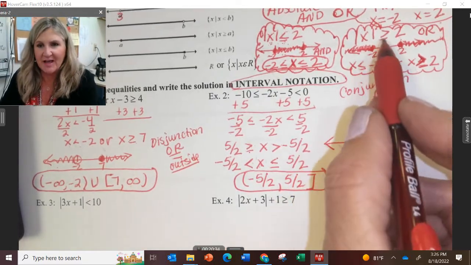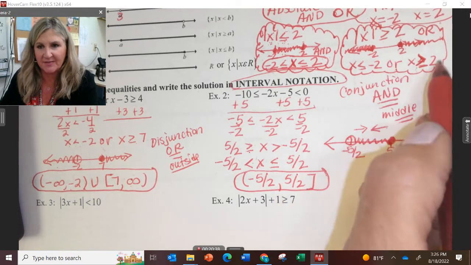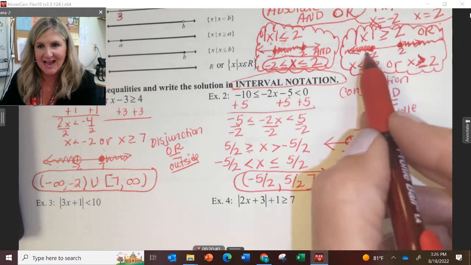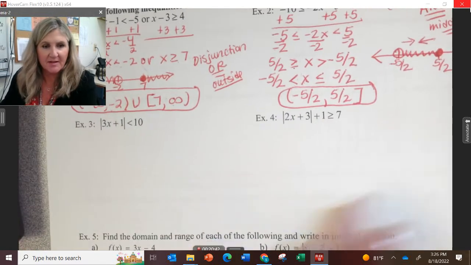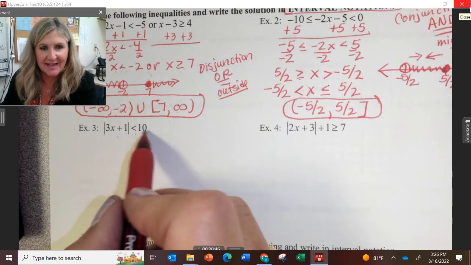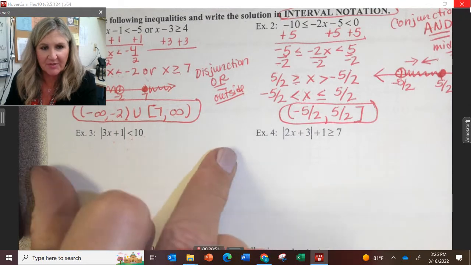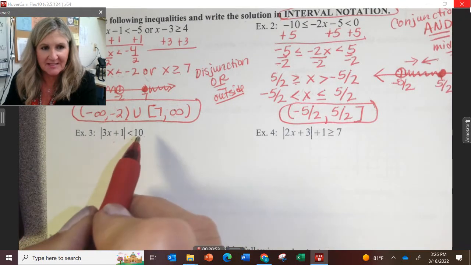Look one more time at this pattern here. It's going to be less than the opposite of this, or it's going to be greater than that same number. We're talking about those outer parts. All right. Looking here. This is absolute value, and it's less than. Is it going to be the middle "and" kind of problem, or the outer "or" kind of problem? Less than.